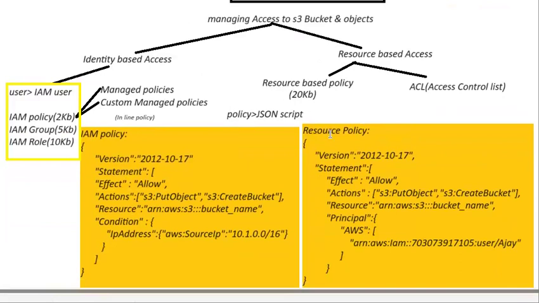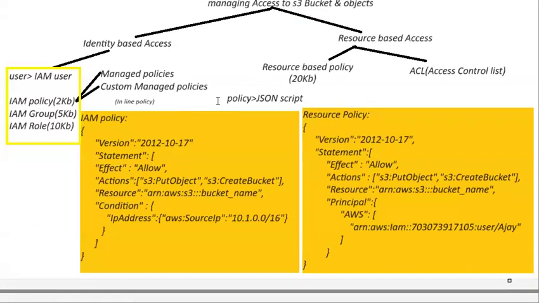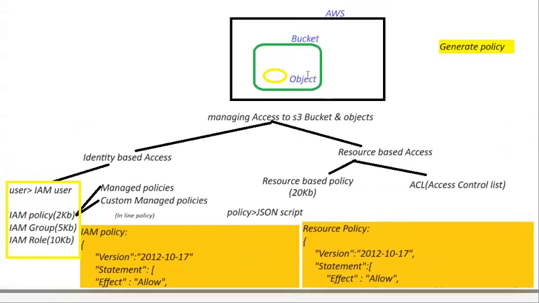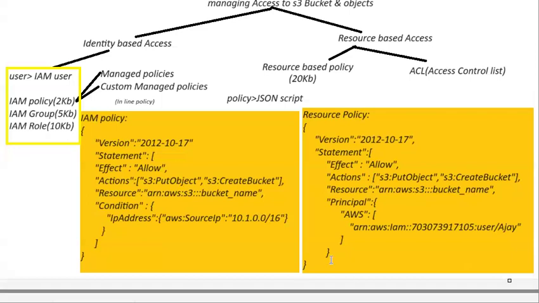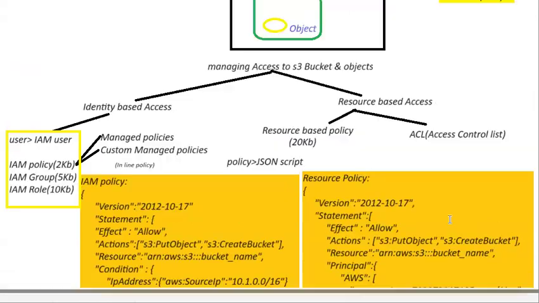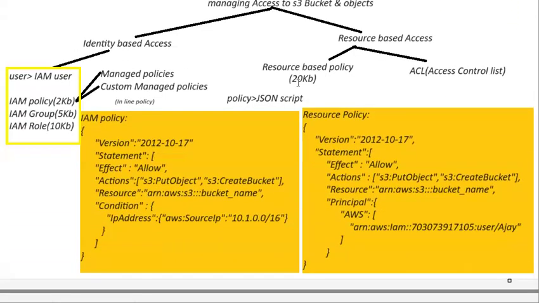Coming to the resource based policy, it is also a JSON policy, a JSON script that you write. For these resource based policies there are no managed policies. In addition to what is in an IAM policy, for a resource based policy you also need to provide the principal. Since you are attaching this resource based policy to your bucket, you need to provide the principal who can access it. I have added a user called Ajay who is present in this account. You can also provide other account users access to your bucket as well as objects by using this.